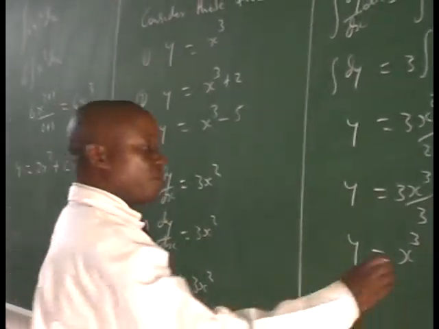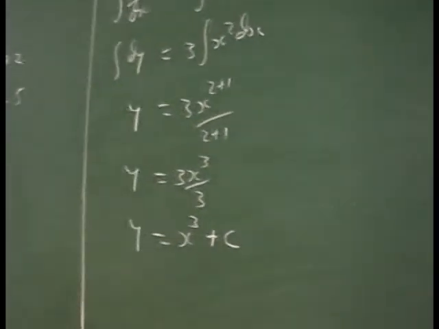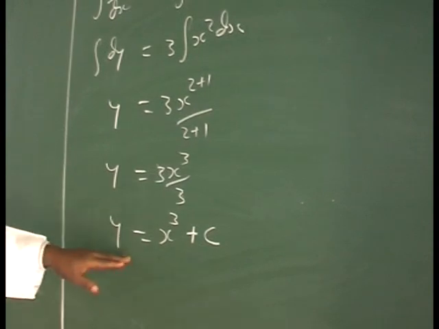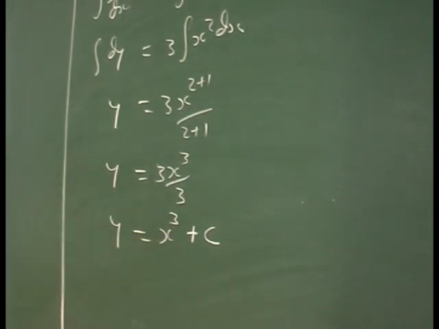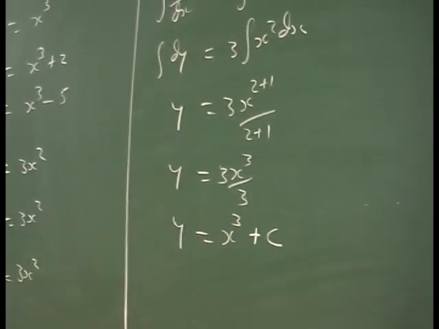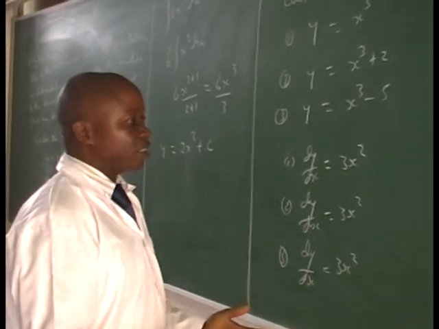So we don't really know what the value of the constant is, and so what we do is to put plus c anytime we integrate, because there is a constant that exists and we don't know it. But we can know the value of c if additional information is given about c. So that is how we put c anytime we integrate.